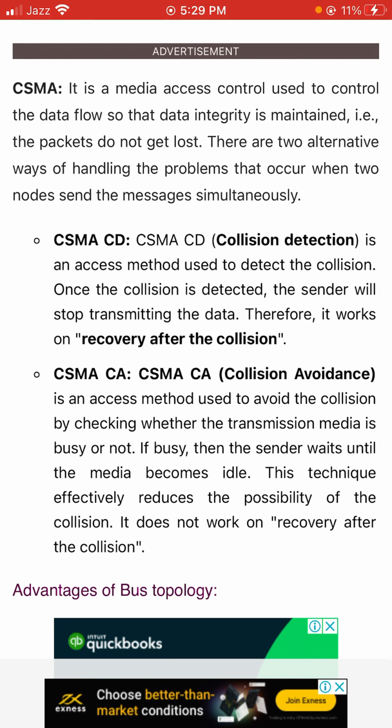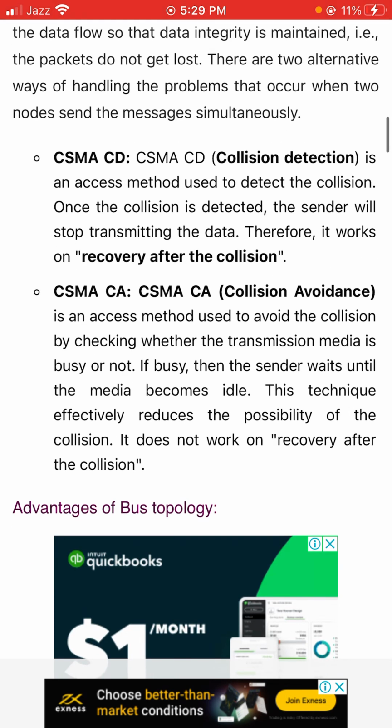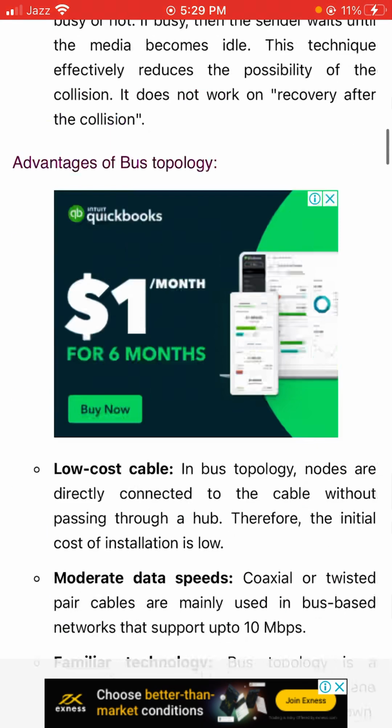CSMA-CA is the access method used to avoid the collision by checking whether the transmission media is busy or not. If busy, then the sender waits until the media becomes idle. This technique effectively reduces the possibility of the collision. It does not work on recovery after the collision.